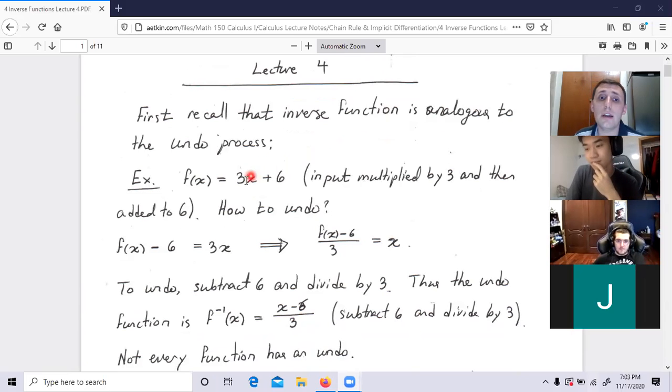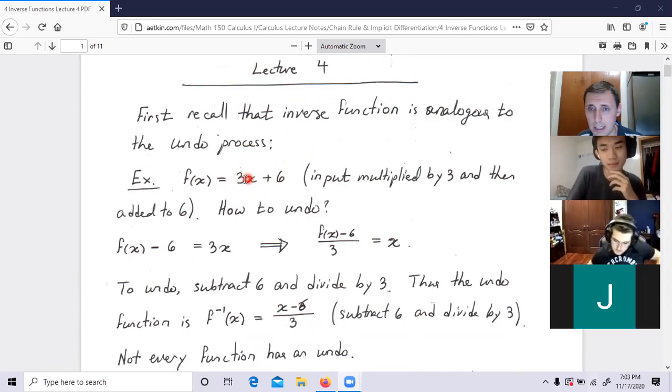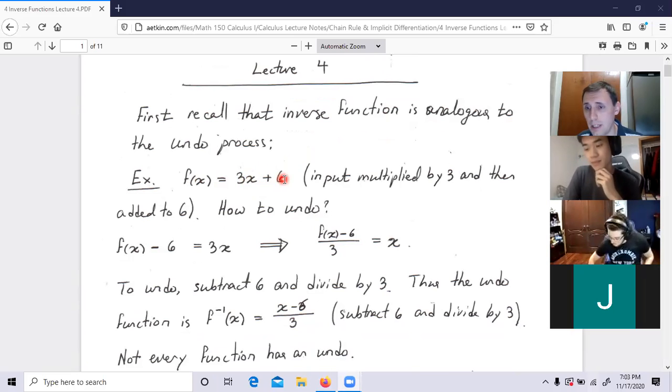So if I write f of x equal to 3x plus 6, what's really happening? Again, guys, so many of you are seeing an x, and that's wrong. What you should be seeing is that an input is multiplied by 3 plus 6, right? That's what this is stating. An input is multiplied by 3, and you add 6 to it.